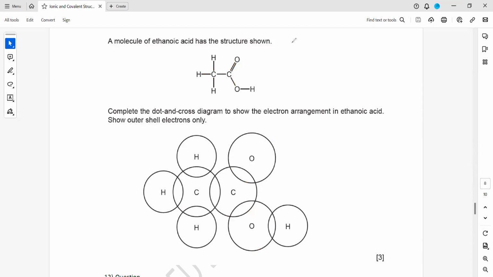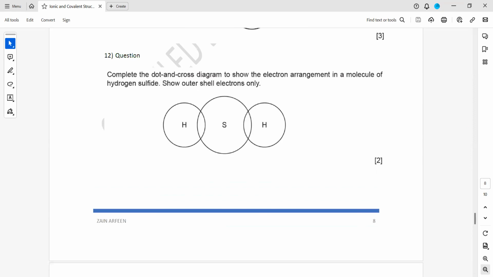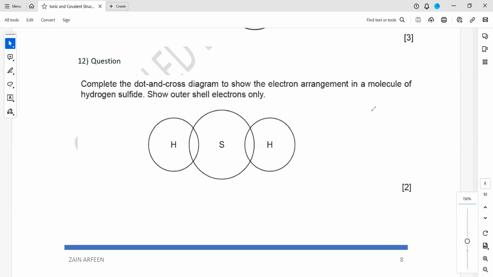So this is the structure of ethanoic acid. Then we have to draw a dot and cross diagram for hydrogen sulfide, H2S. So we check: hydrogen always shares one and unshared will be zero, but we check the group for sulfur. Sulfur belongs to group six, so it will share two electrons and unshared will be four. So hydrogen shares one, sulfur shares one, hydrogen shares one, sulfur shares one. And unshared electrons on the sulfur will be four. So this is the dot and cross diagram for hydrogen sulfide, H2S.